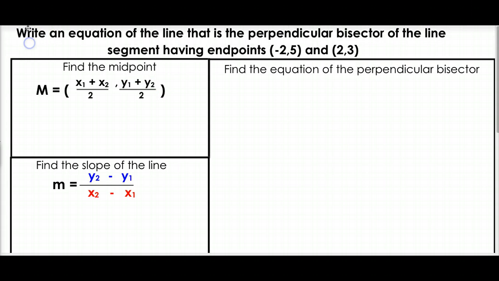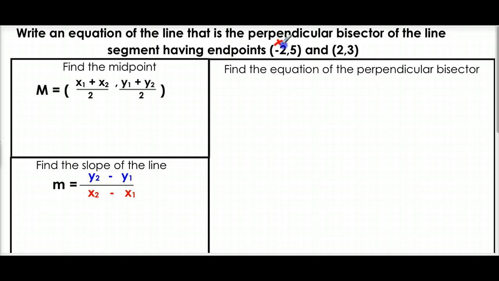All right, let's try this one more time. What we're trying to do is write the equation of line. That's the perpendicular bisector. Those are our key words. Perpendicular bisector of the line segment having endpoints negative 2, 5 and 2, 3. So first, once again, we're going to start by finding the midpoint. So let's label this for us.